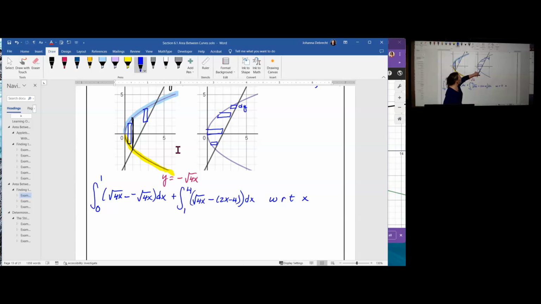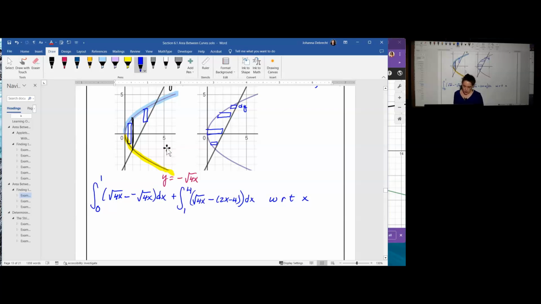Notice that I always have the same curve on the left and the same curve on the right. This means that I can write it as one integral from the y value at the bottom to the y value at the top. Now I need to find those y values.